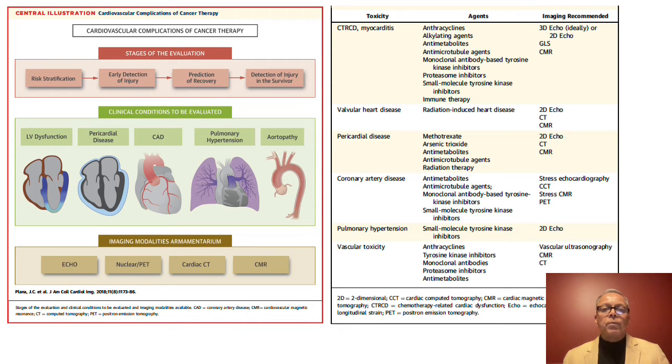For example, pericardial disease is due to radiation therapy, methotrexate; coronary artery disease due to antimetabolites, antimicrotubule agents; pulmonary hypertension due to small molecule tyrosine kinase inhibitors; and vascular toxicity due to anthracyclines, tyrosine kinase inhibitors, monoclonal antibodies, proteasome inhibitors. So you see in the last column, there is a plethora of imaging modalities we can use to diagnose the toxicity due to cancer therapies.